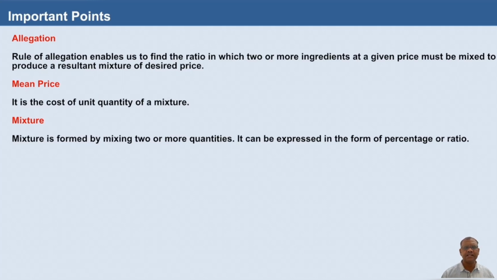So, what is an allegation? Rule of allegation enables us to find the ratio in which two or more ingredients at a given price must be mixed to produce a resultant mixture of desired price. Next, what is a mean price? It is the cost of a unit quantity of a mixture. What is a mixture? A mixture is formed by mixing two or more quantities. It can be expressed in the form of percentage or ratio.